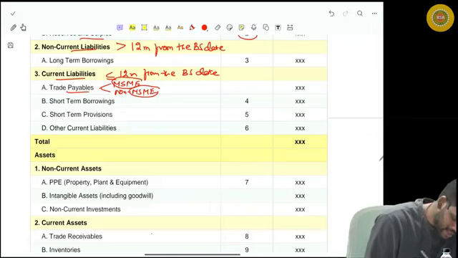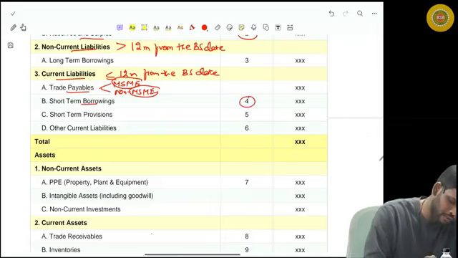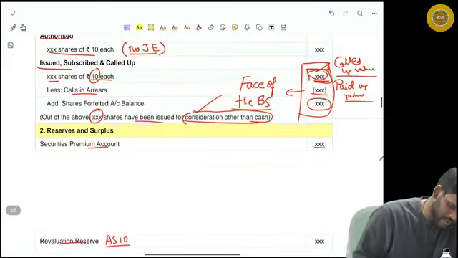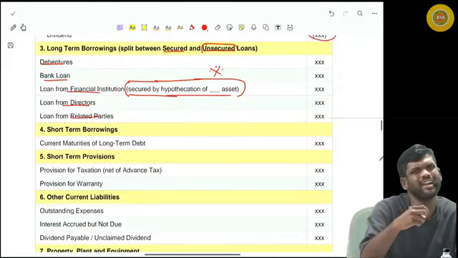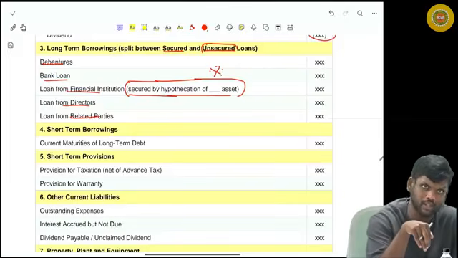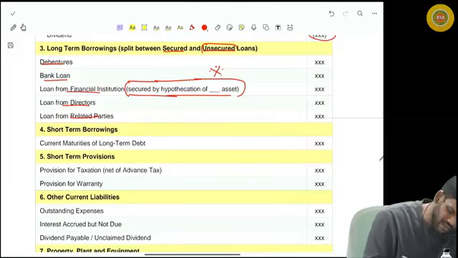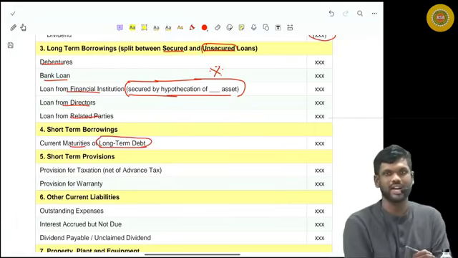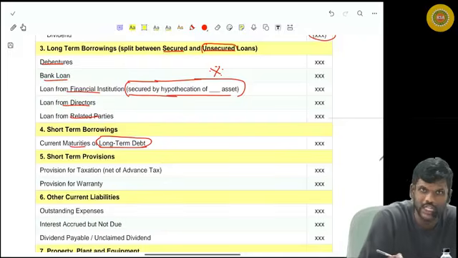Okay, and then short-term borrowings, note number 4. Let us go to short-term borrowings, note number 4. Here there is one important point which I want to tell you. Under short-term borrowings, what will come is, if you have taken any loan which is payable within 12 months, that also will come under short-term borrowings. There is one more thing, very important thing. Current maturities of long-term debt.